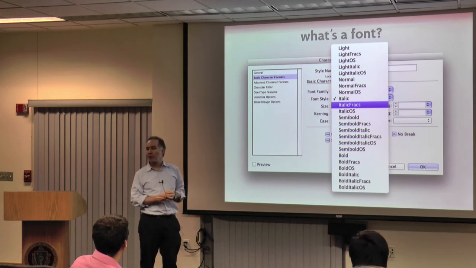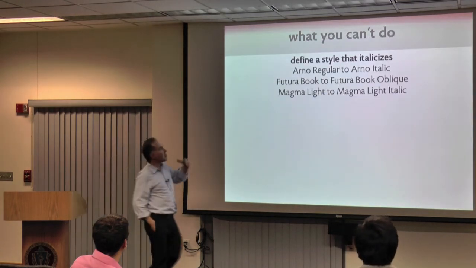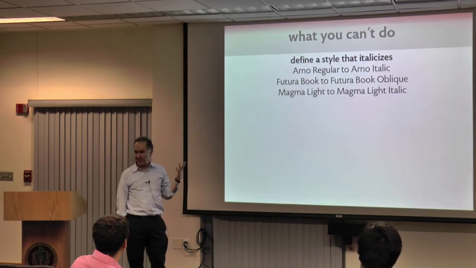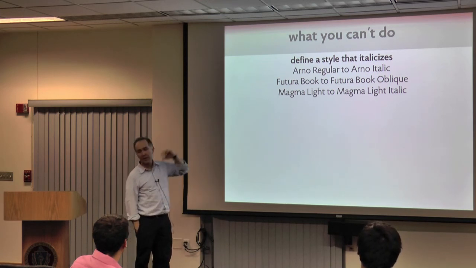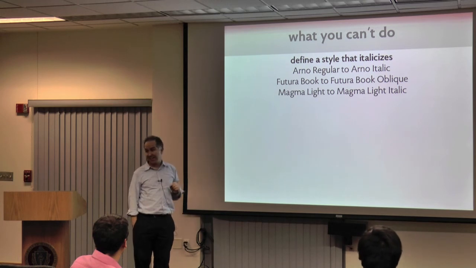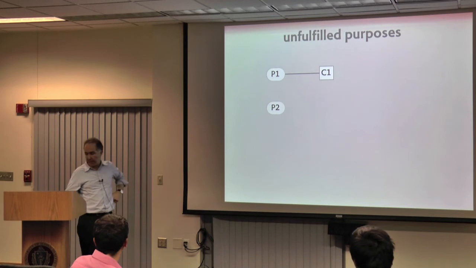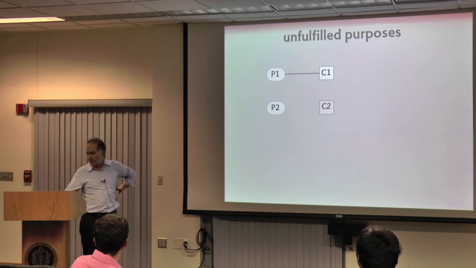Because these are all the font variants for the fonts that I have loaded. And this is actually disastrous, because what it means is that you can't define a style that italicizes. And the reason is that the italic option has different names for different fonts. So for Arno, it's called Arno Italic. For Futura, it's called Oblique. And for Magma Light, it's called Magma Light Italic. Right? So this is an example, I would claim, of an unfulfilled purpose, a purpose that has no concept that actually fulfills it.